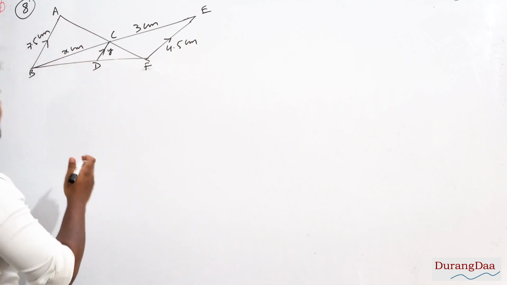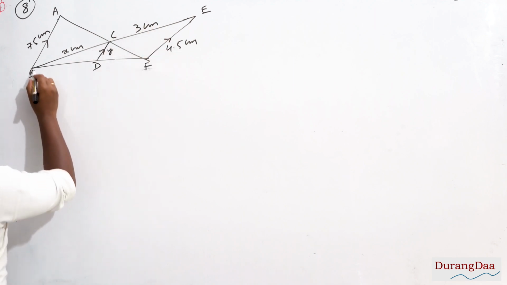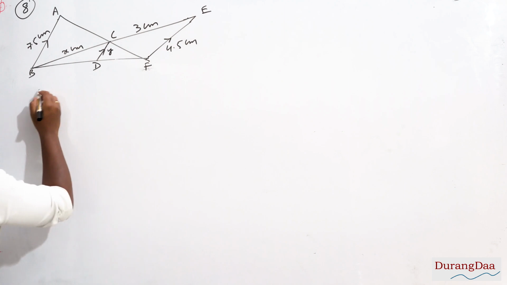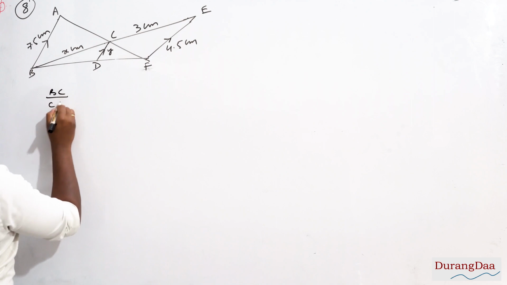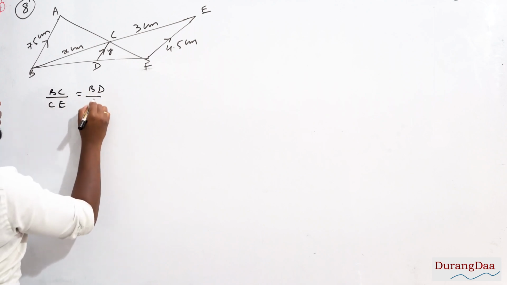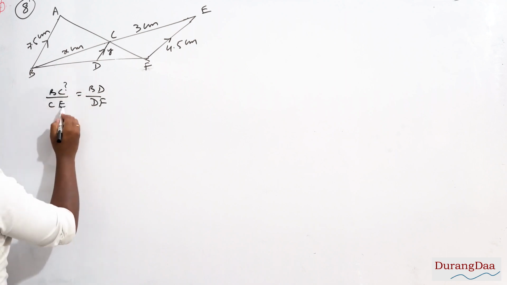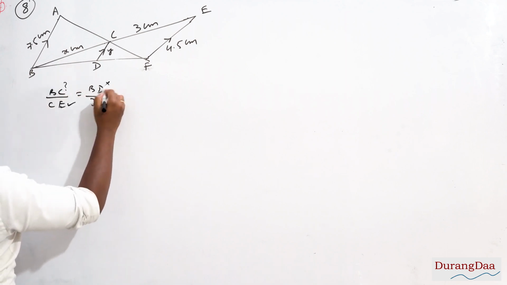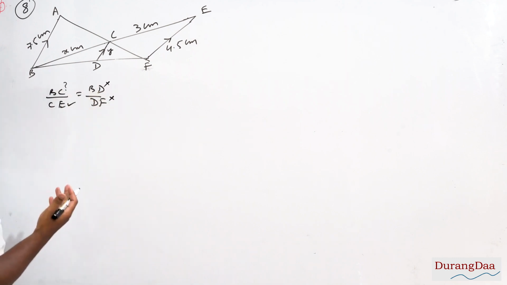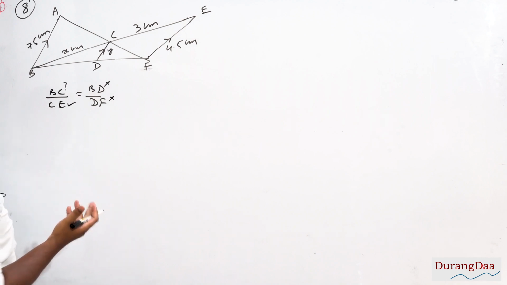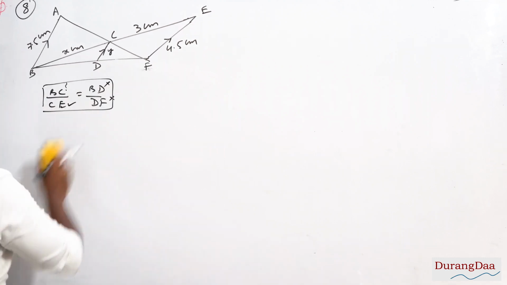So if we apply the BPT on this figure, suppose in triangle BFE, then we will get the ratio BC by CE equals BD by DF. Now just to check, BC is unknown. Value of CE we know, value of BD we don't know, DF also we don't know. That means if we use this theorem, we are not getting the correct answer, because it is impossible to solve this.